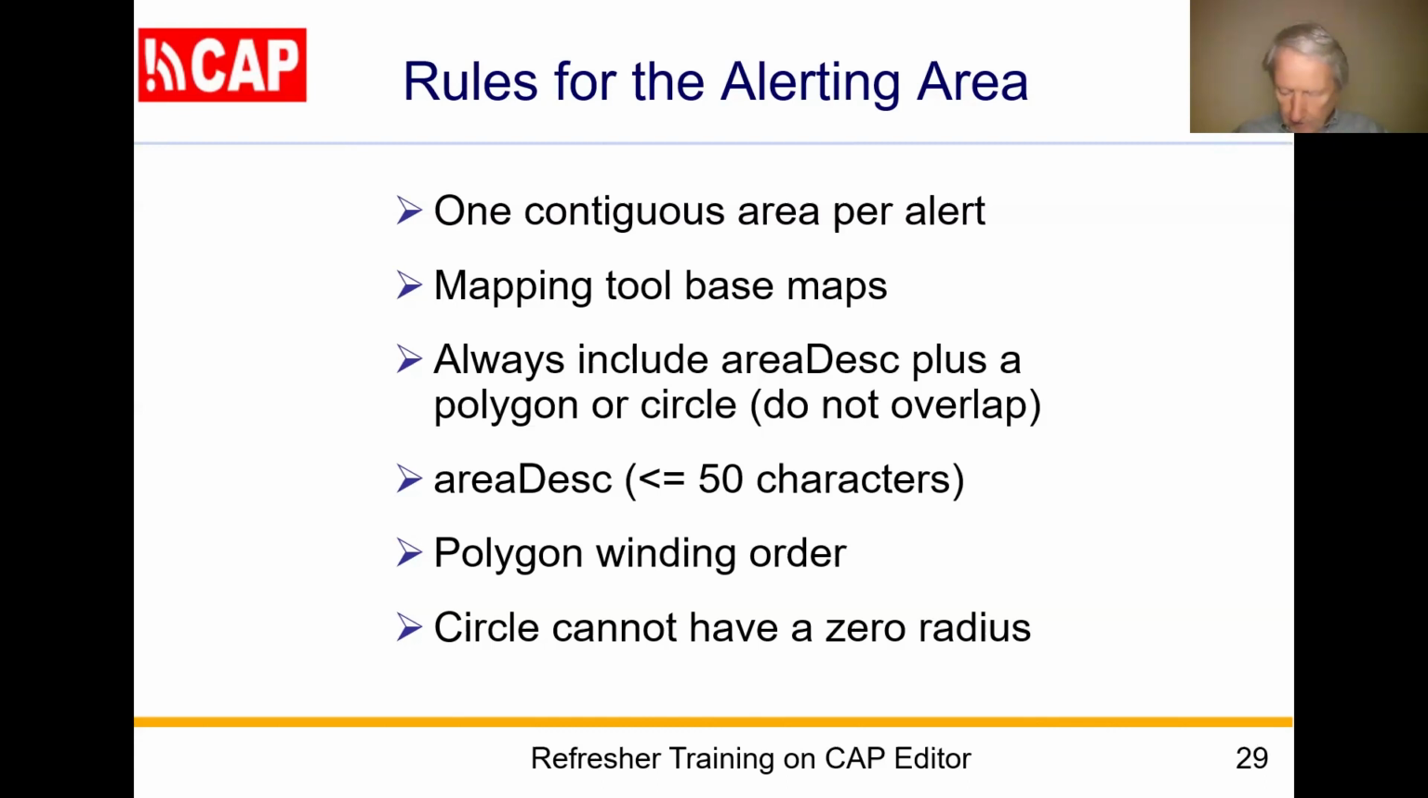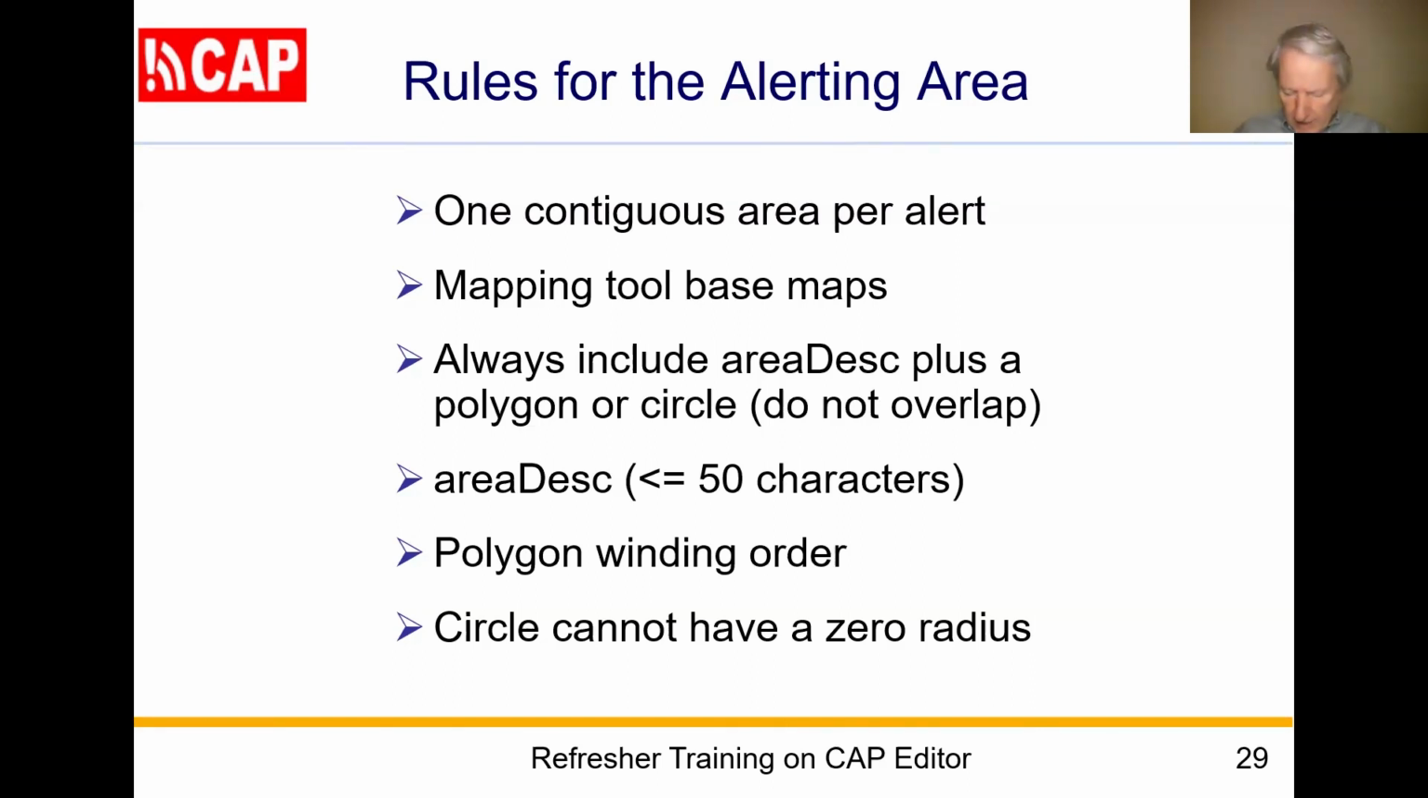Your CAP alert must always include the area description text, and it must always include either a polygon or a circle. And if you have both, do not overlap those, because Google requires that anytime you have more than one area, they must not overlap. That area description text value cannot exceed 50 characters. If you try to put it in longer, you'll get a warning message from CAP Editor.